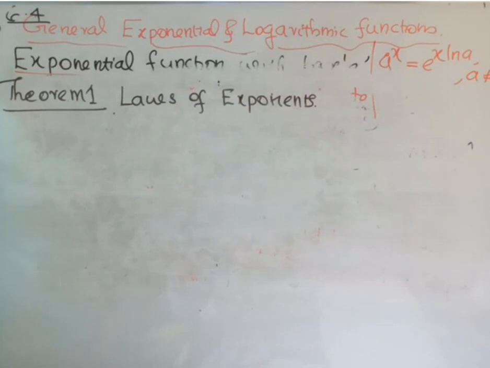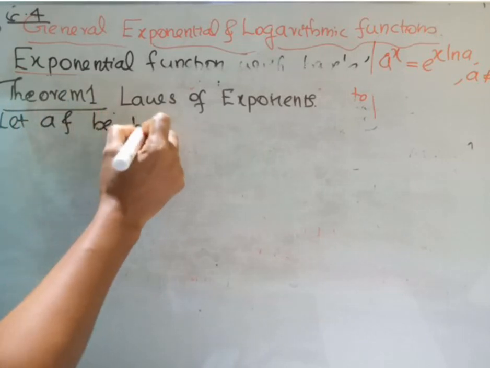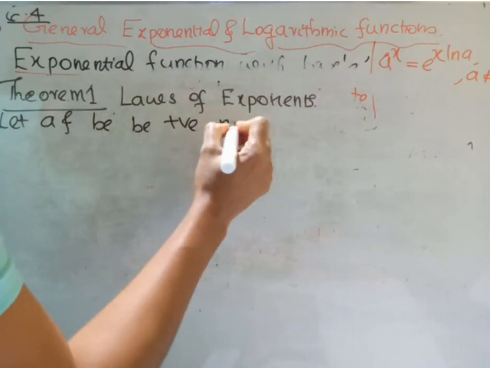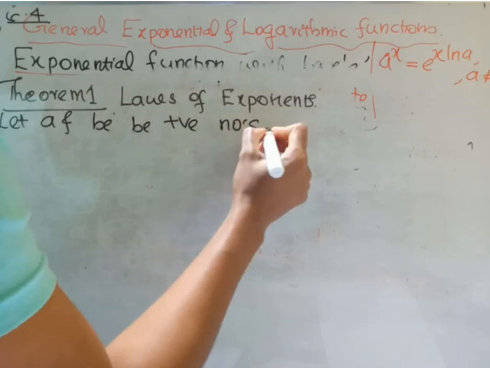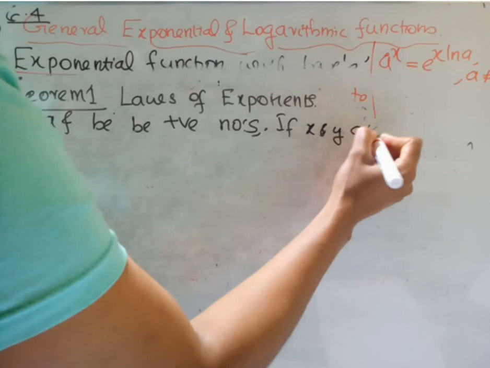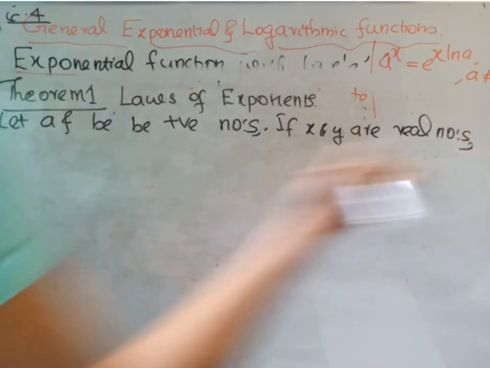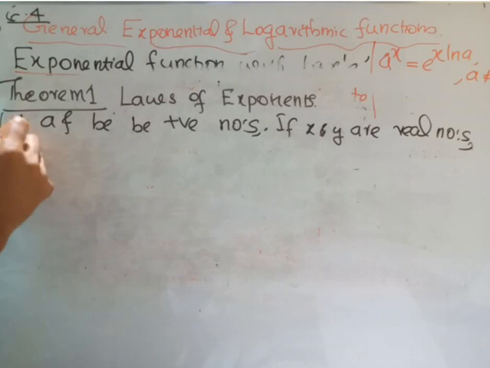Laws of exponents. First, let a and b be positive numbers, and let x and y be real numbers.